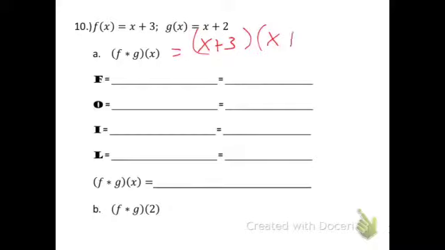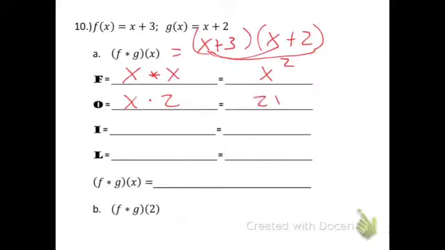The FOIL method is really just distribution twice. As we're multiplying these together, you multiply the first ones together, so x times x is x squared. Then the outside numbers, x times 2, give you 2x. The inside numbers, 3 times x, give you 3x. And then the last numbers, 3 times 2, give you 6. Oh, that should be an x.